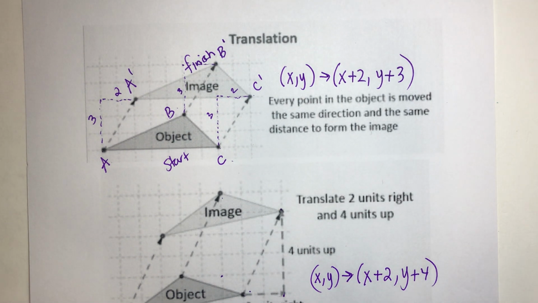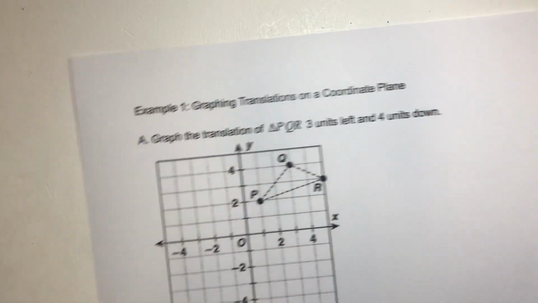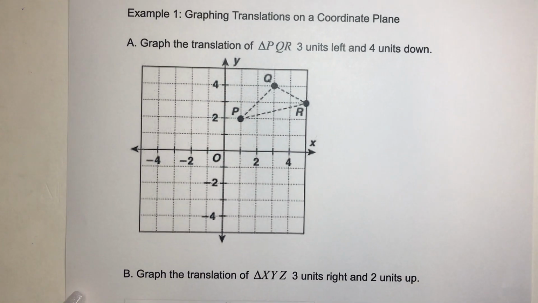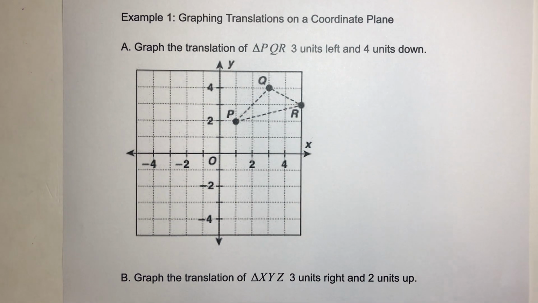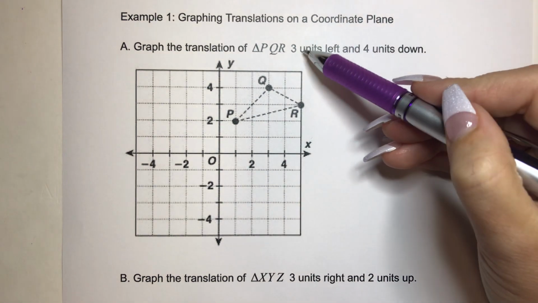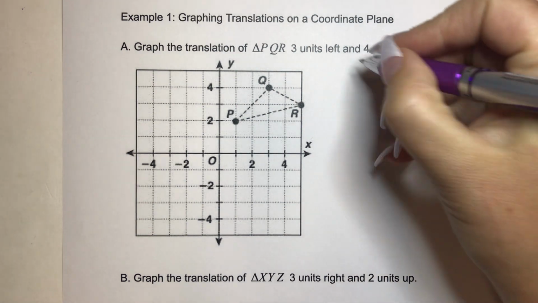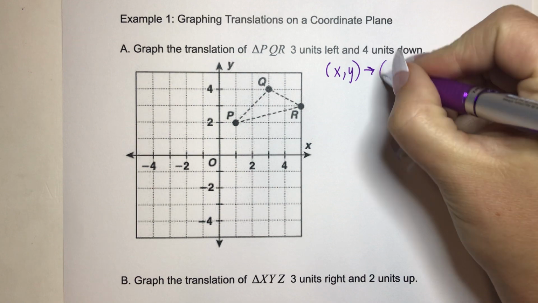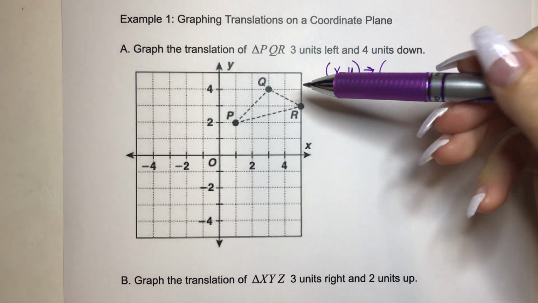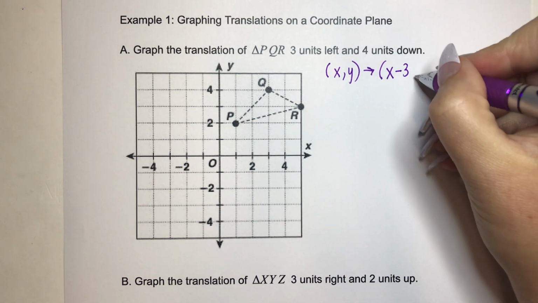All right, so let's go ahead and look at a few examples. So example 1, graphing translations on a coordinate plane. It says graph the translation of triangle PQR, 3 units left and 4 units down. Okay, so I like to write the rule first: x, y goes to 3 units left. So 3 units left would be going in the negative direction. That would be x minus 3.